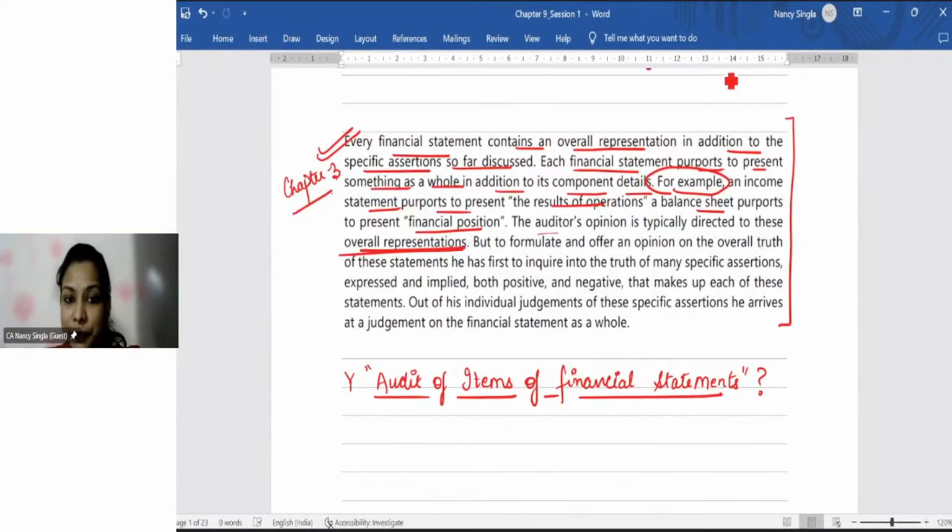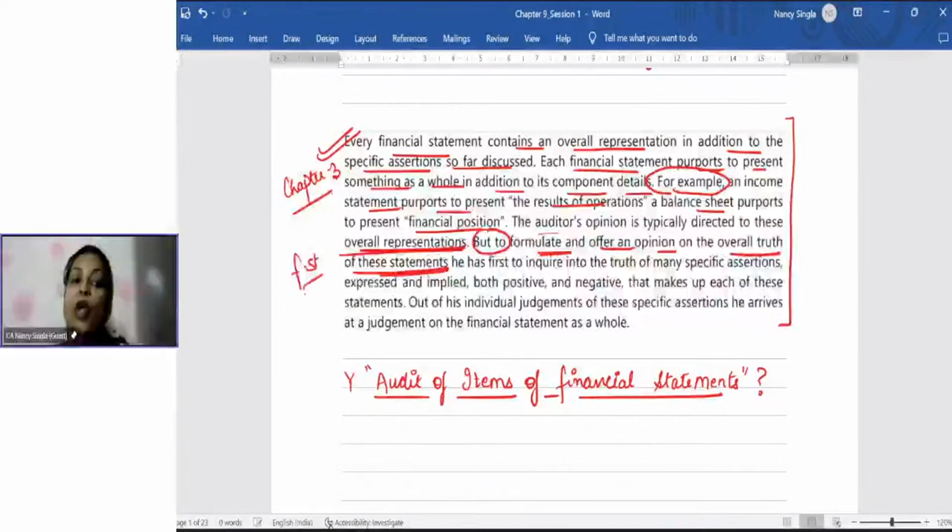But to formulate and offer an opinion on the overall truth of these statements, these statements being your financial statements, what all are included in financial statements we will discuss, and you must be having an understanding from chapter number 1 also. The auditor has first to inquire into the truth of many specific assertions, expressed or implied, both positive and negative, that make up each of these statements.